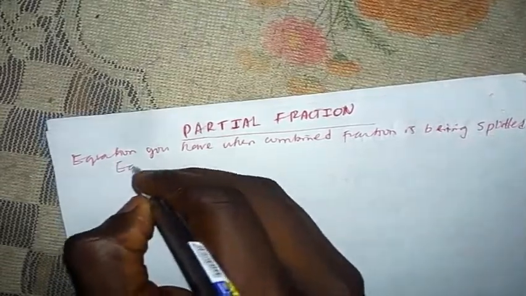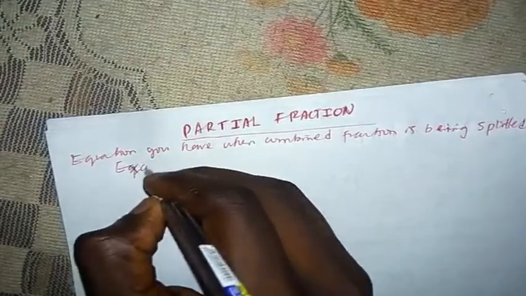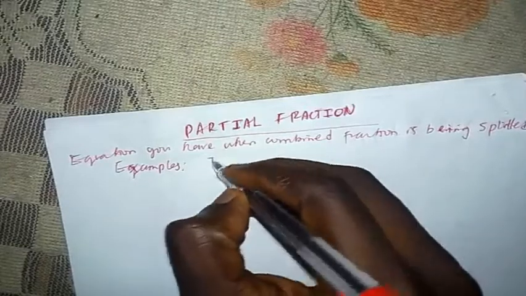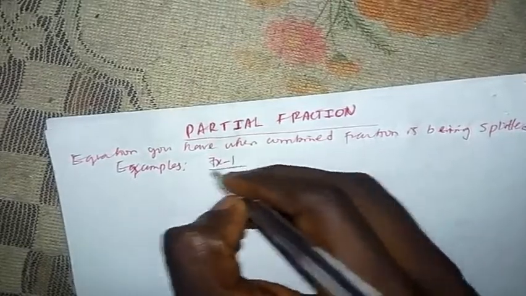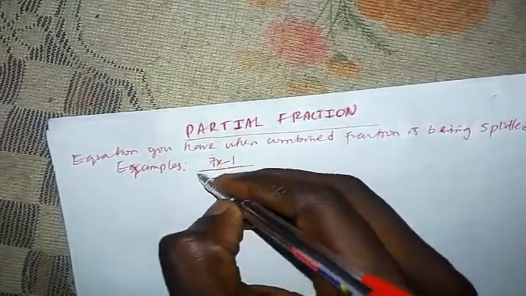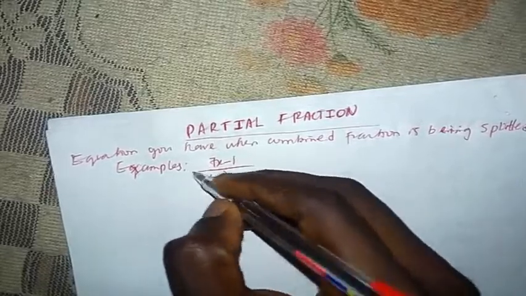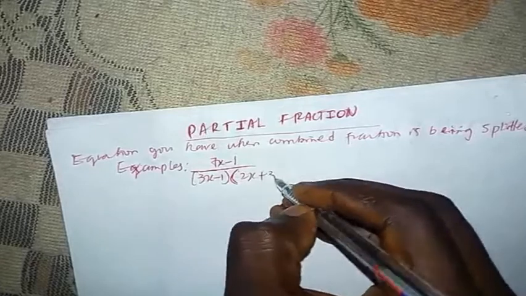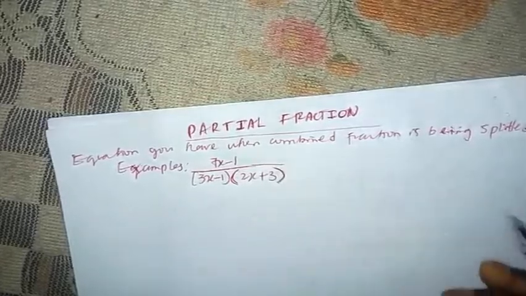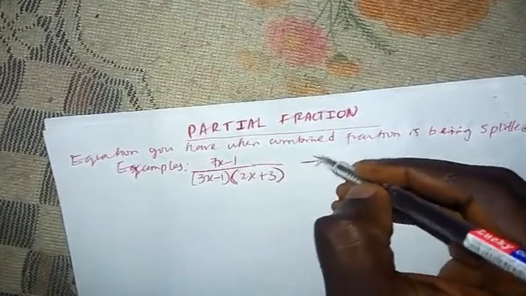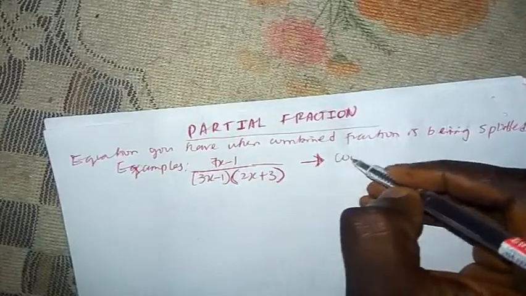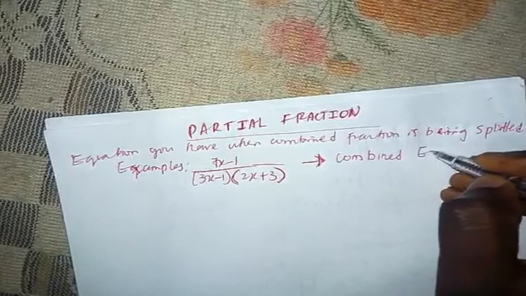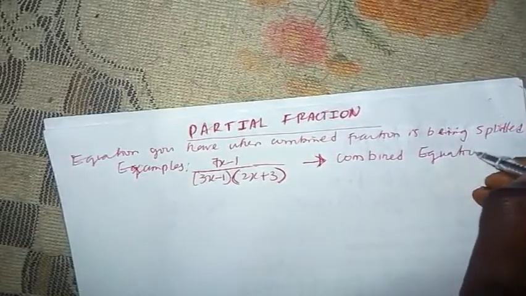Examples. If we have something like (7x - 1) over (3x - 1)(2x + 3), this is a combined equation.